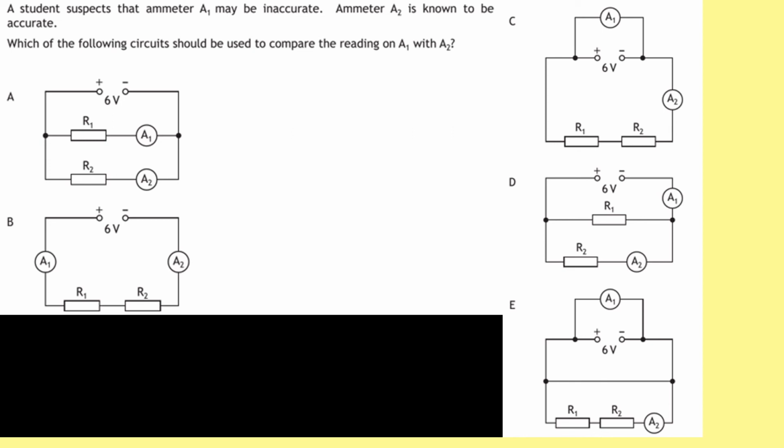We look at D. Again, A1 is measuring the current which is coming from the supply. A2 is measuring the current going through R2, so they're not going to be the same. And then in E, again, we have A1 put over the component instead of put through, so that is connected incorrectly. So our answer must be B.